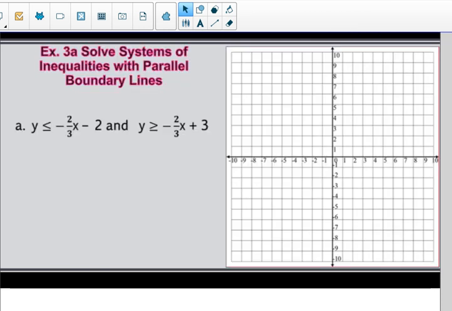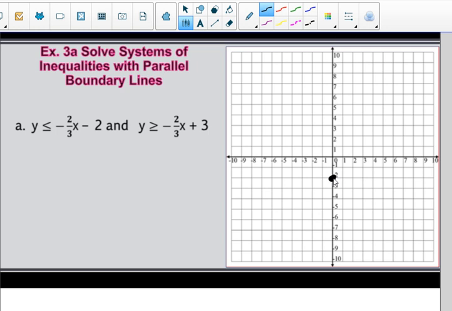Example 3. What about when you have parallel lines? I'll show you how you're going to do the same thing, and then you're going to shade. The first one, y is less than or equal to negative 2/3 x minus 2. I'm going to plot my points here. First one's at negative 2.